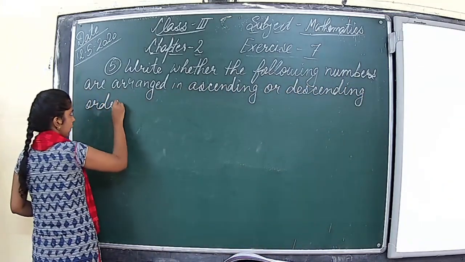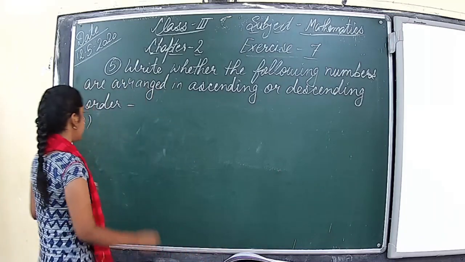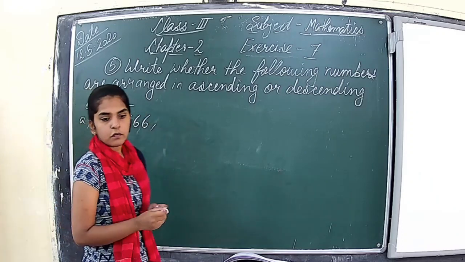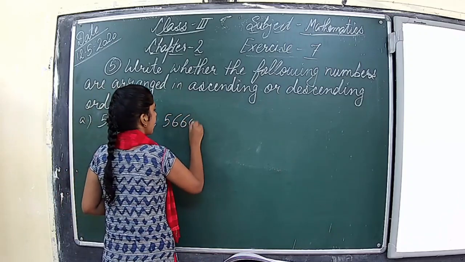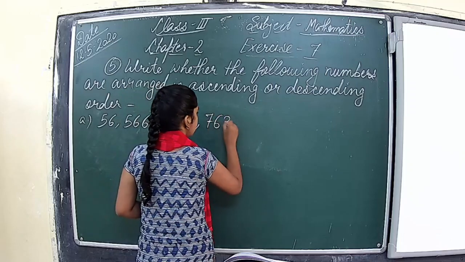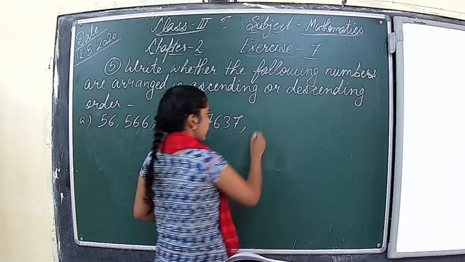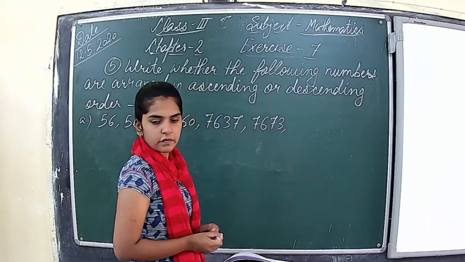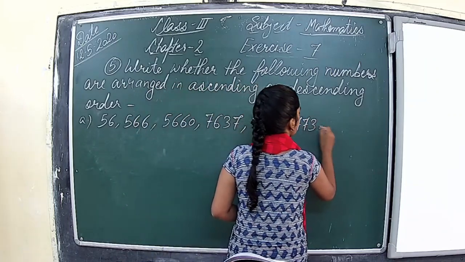So its first part is 56, then 566, then 5660, then 7637, then 7673, then 7773.